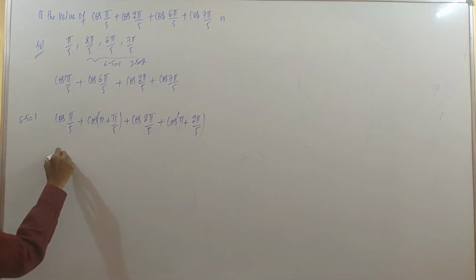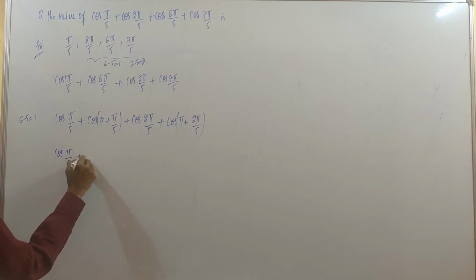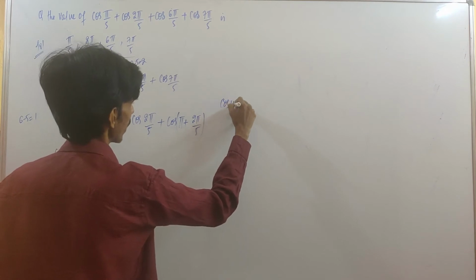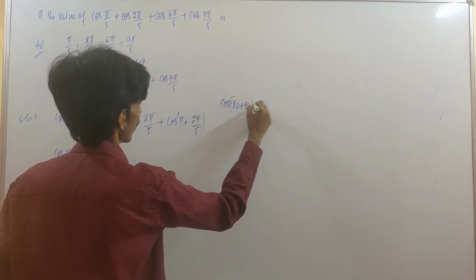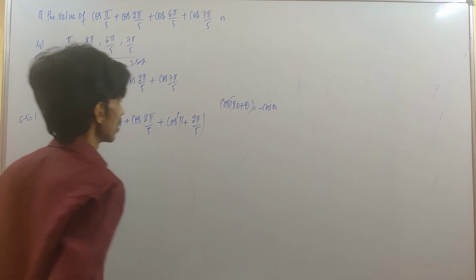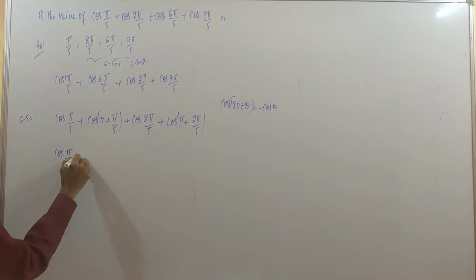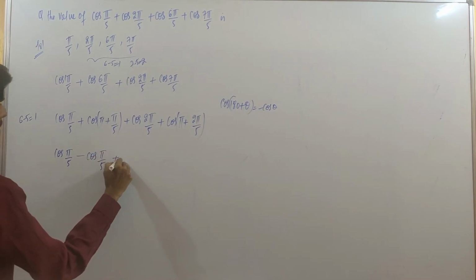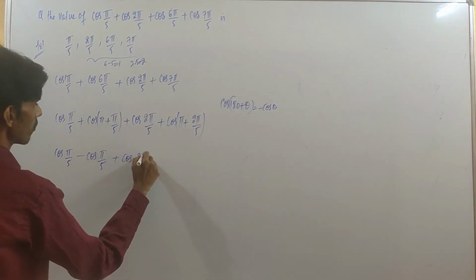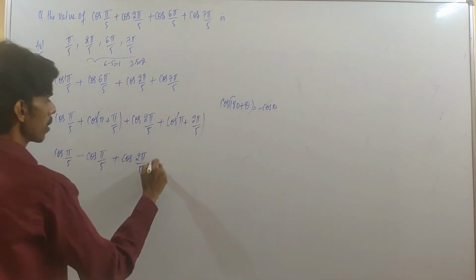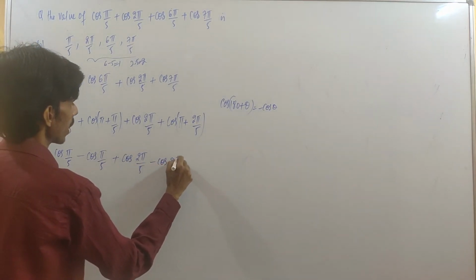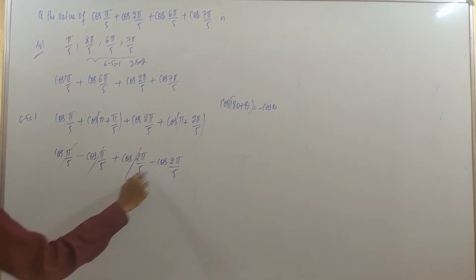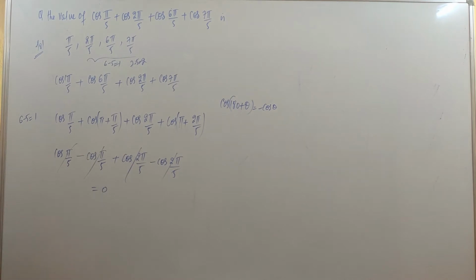So this will become cos pi by 5 plus cos (180 plus theta). Cos (180 plus theta) value is minus cos theta. So this will become minus cos pi by 5 plus cos 2 pi by 5. This will become minus cos 2 pi by 5. So the value will be 0.